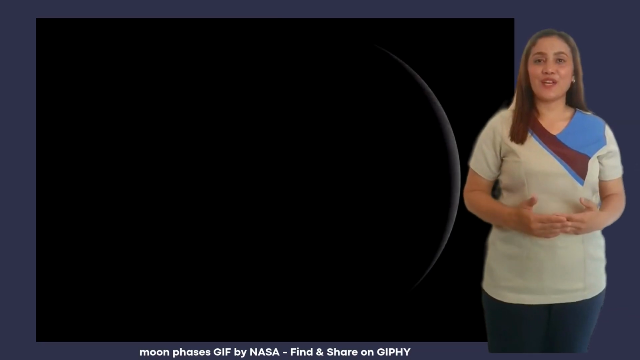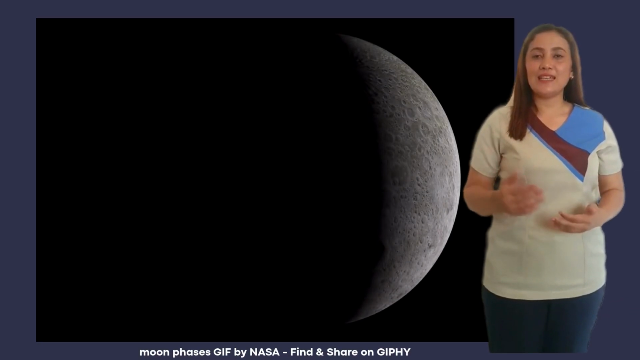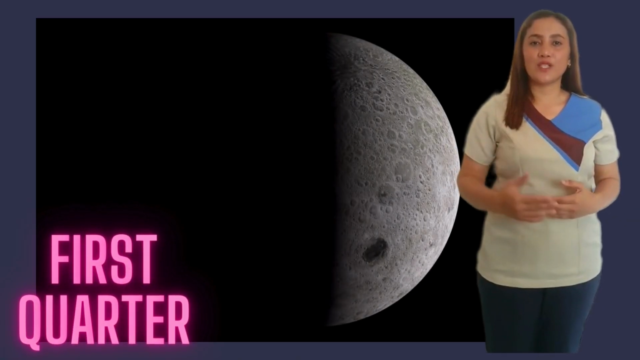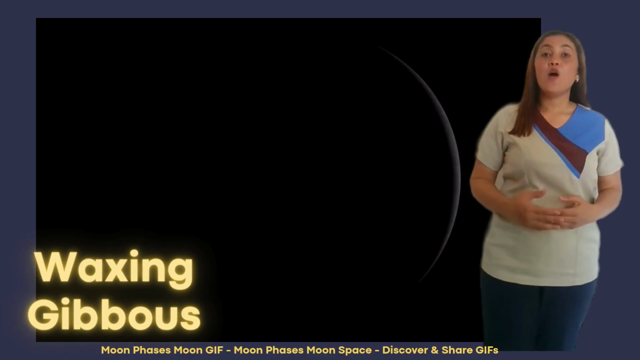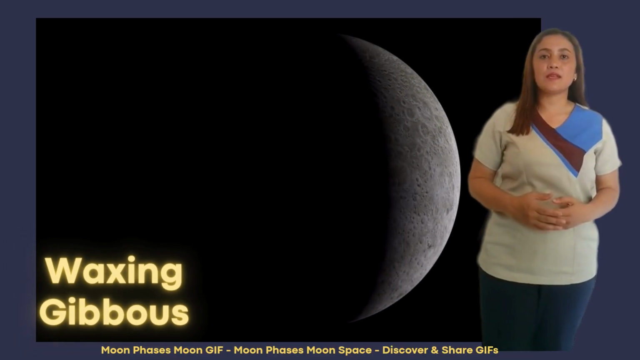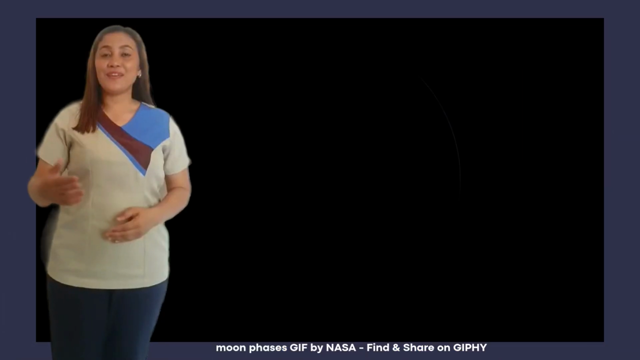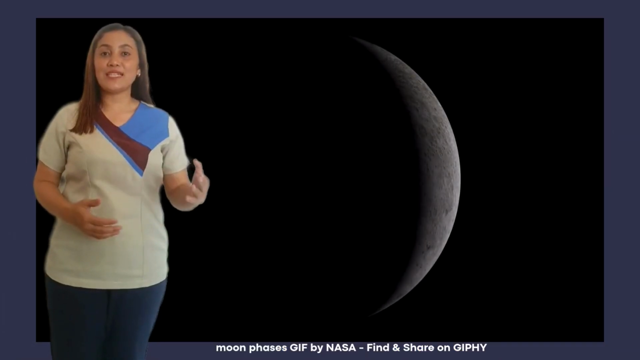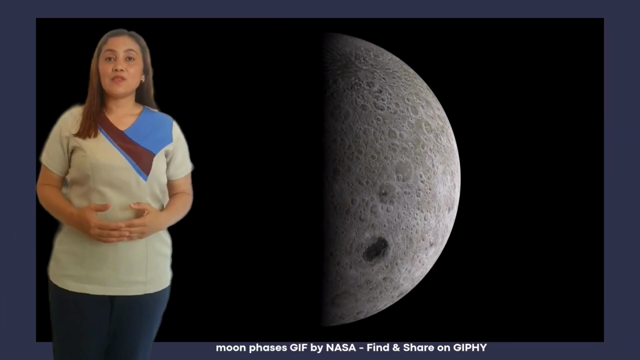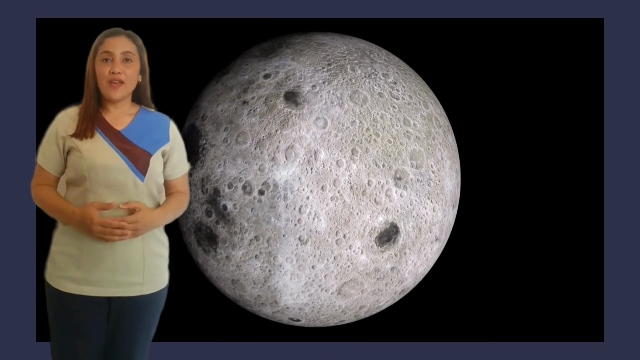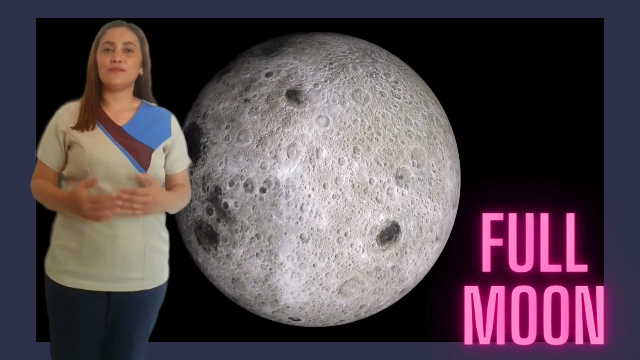About a week after, half of the moon is lighted. This shows that the moon has traveled 1/4 of the way. This is called the first quarter. After a few days, waxing gibbous moon appears. This is when most of the moon is lighted. After another week, the whole side of the moon is lighted. This happens when the earth is between the sun and the moon. This phase is called the full moon.